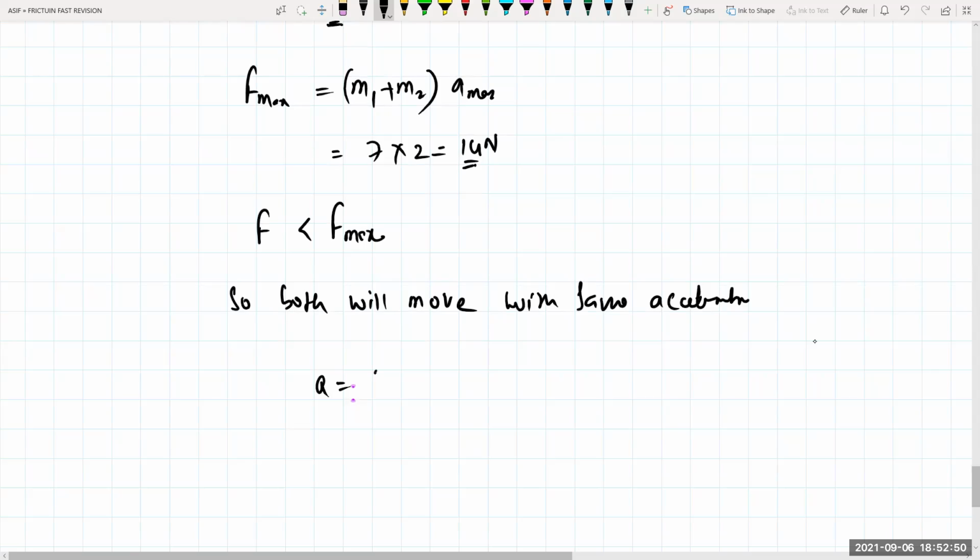Yes, sir, to confuse. Acceleration is equal to your net force divided by total mass again. Net force, how much are you applying? 7. Total mass is also 7. So that will be equal to how much? 1 meter per second squared. Yes, sir. Block and block problem.